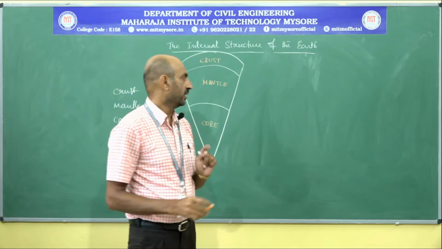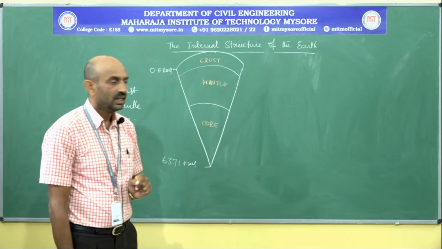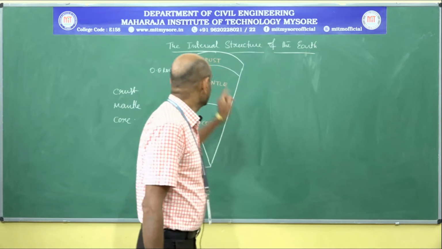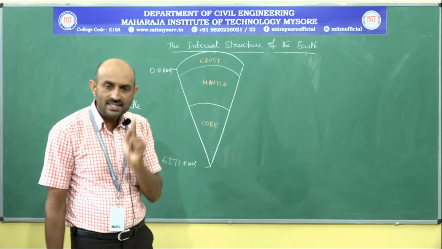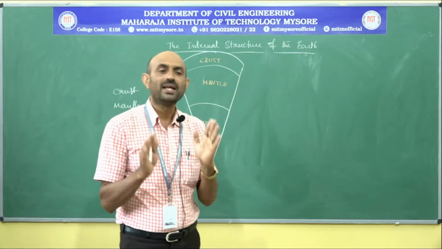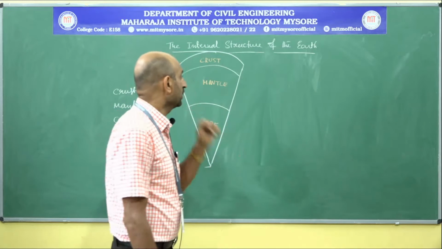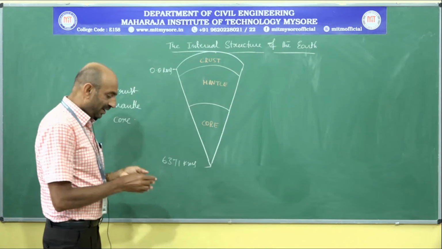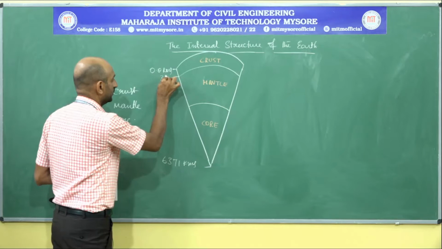Next is crust. The outermost layer of the earth is called the crust. It represents less than 1% of its total volume. The thickness of the crust varies from place to place. Not only the thickness, in addition to that, composition also. From here to here, at the continental region, what is the thickness? 35 kilometers.